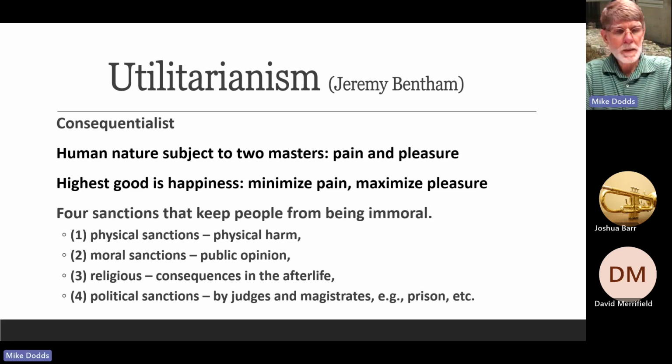Religious. Now we're bringing in perhaps the thought of a supreme being, perhaps just: we are programmed to act in morally upright ways. Consequences will suffer in the afterlife, so I make decisions now. And then political sanctions by judges, magistrates, for example, will be sent to prison. That would be evil. Therefore, I will avoid certain things.